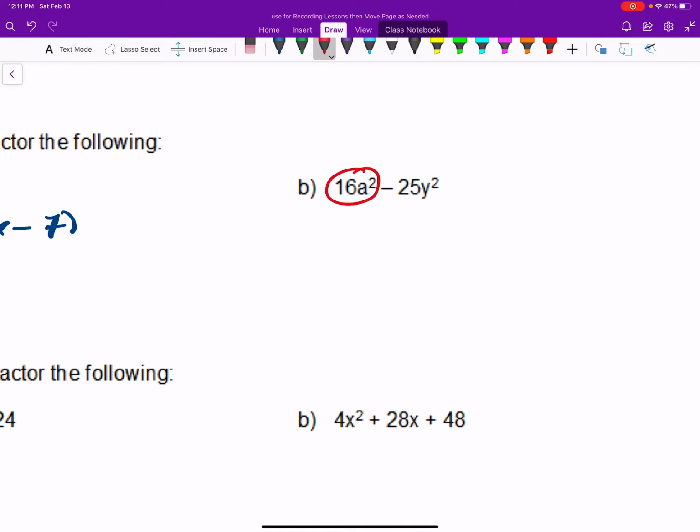16 is a perfect square, as is x squared, so that can be square rooted. 25 is a perfect square, as is y squared. That can be square rooted. So this is a difference of squares.